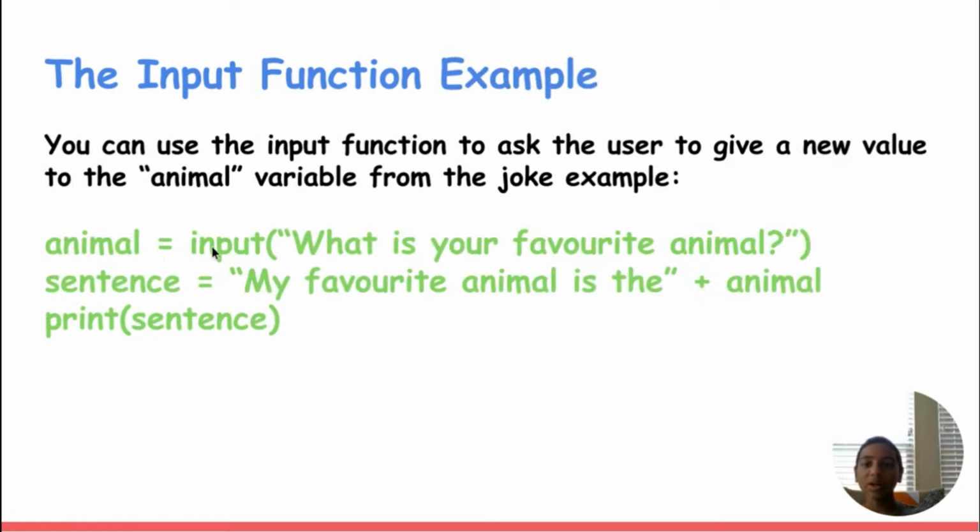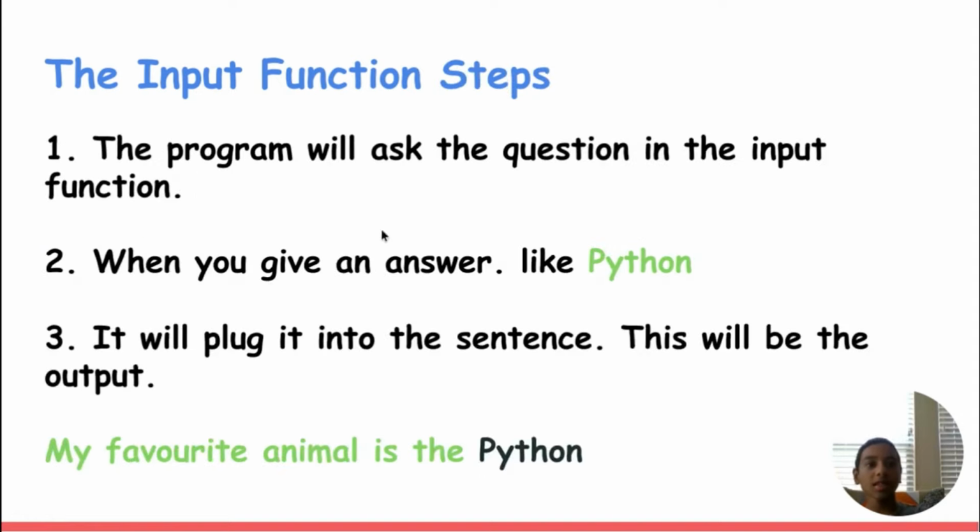So here, animal equals input, "What's your favorite animal?" The sentence is "My favorite animal is the" plus the animal, whatever you type here. Print sentence. What are you going to type? So the input function asks the question. When you give an answer like Python, it will plug into the sentence. So it will be "My favorite animal is a python."